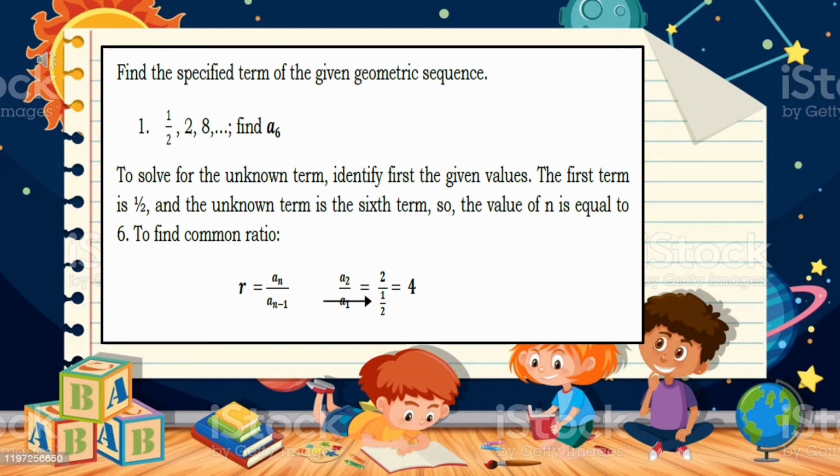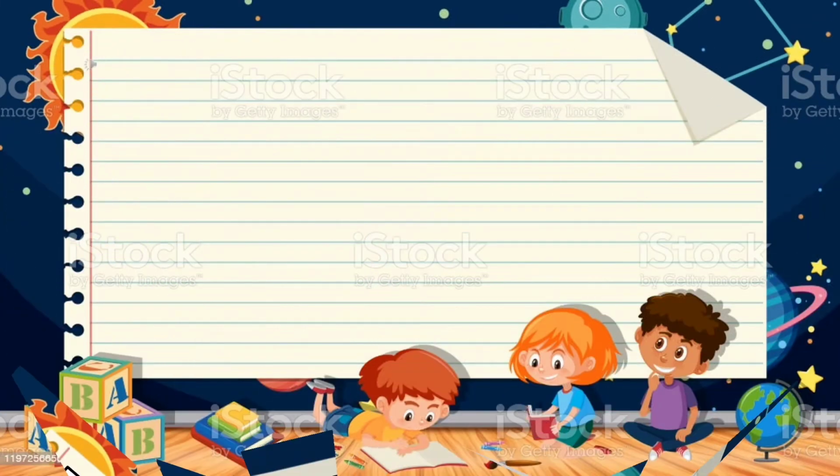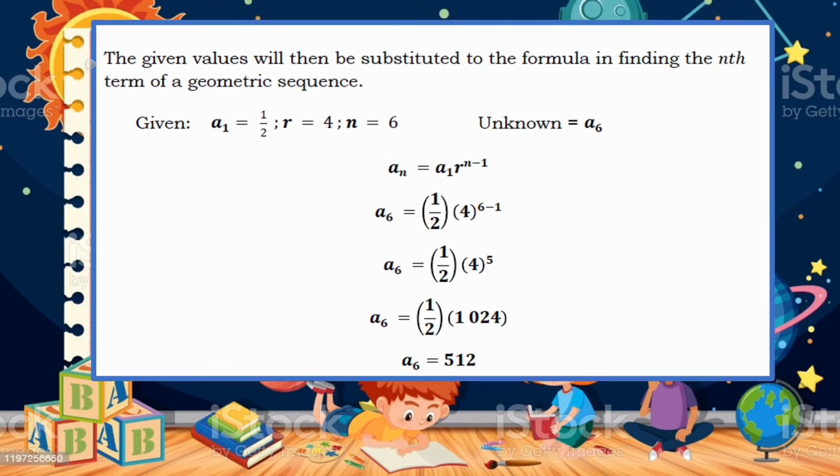Now let us find the common ratio. In order to get the common ratio, we have here the formula: r equals a sub n divided by a sub n minus 1. So a sub 2 divided by a sub 1 equals 2 divided by 1/2, which will give us 4. The given values will then be substituted to the formula in finding the nth term of a geometric sequence. So we have here the given: a sub 1 is equal to 1/2, the common ratio r is 4, n is 6. So we have here the unknown, a sub 6.